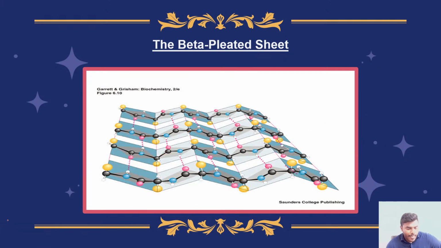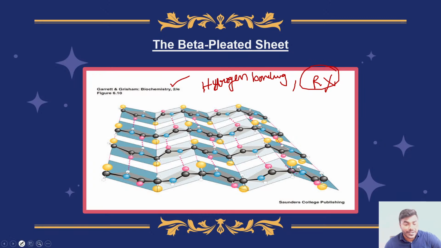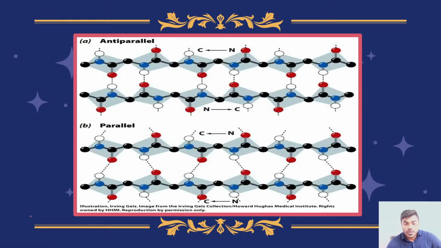Now my friends, the question is very clear. What are the major forces or the major bonds that are involved in the beta pleated structures? Undoubtedly, friends, I can give the answer: hydrogen bonding only, like the alpha helix. Friends, there will be no involvement of R groups. Please remember that particular point. Friends, you can see, right, this is the sheet.